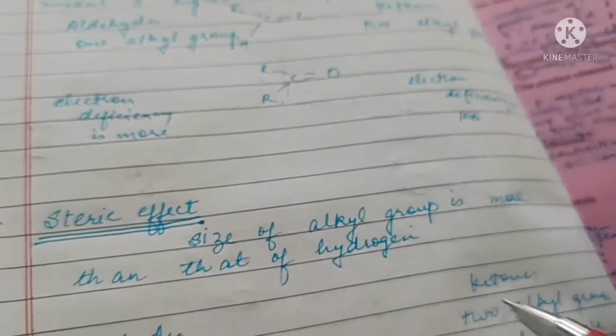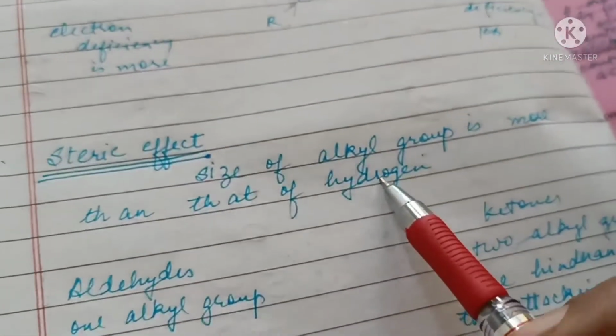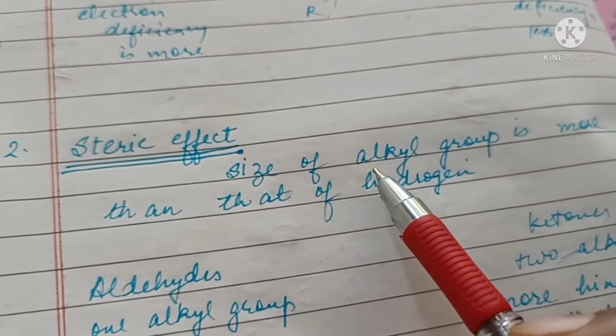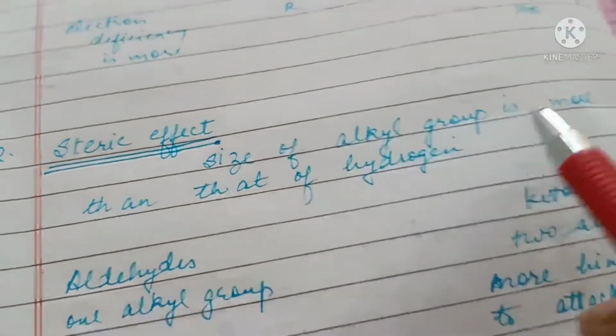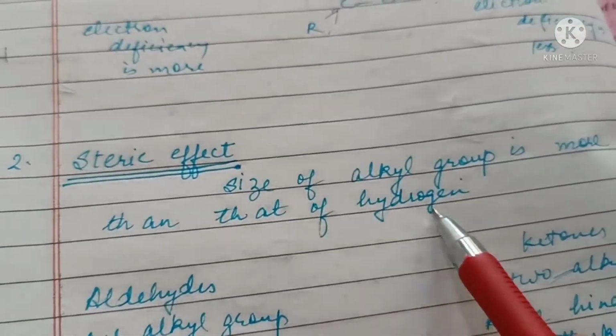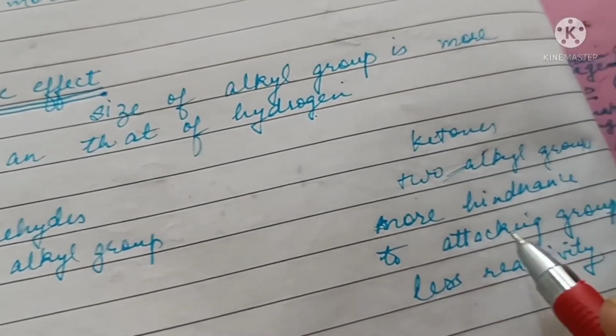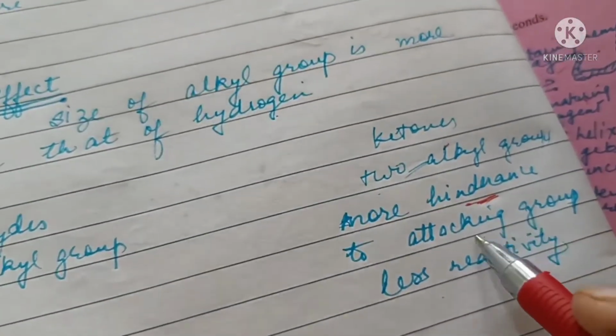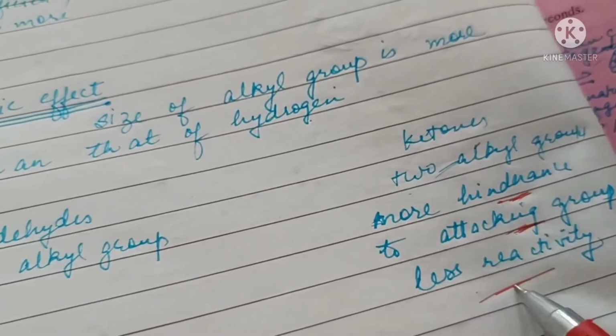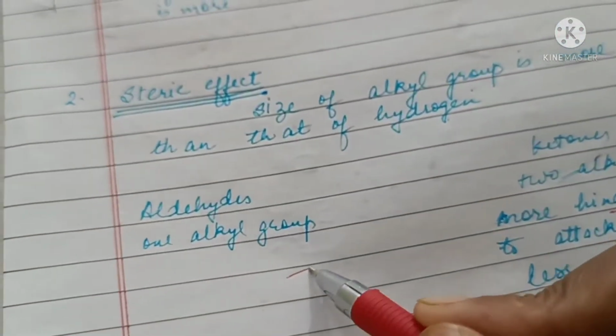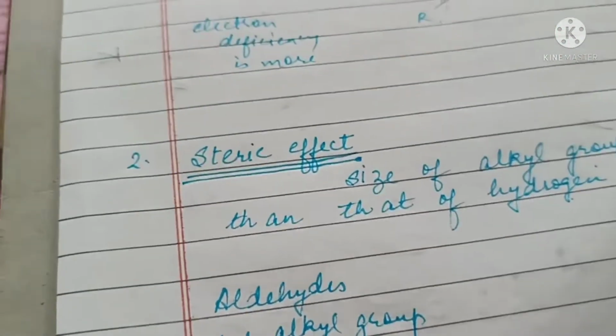Secondly, steric effect also increases the reactivity of aldehydes. The size of alkyl group is more than that of hydrogen. In ketones, there are two alkyl groups, so more hindrance is caused to the attacking reagent, so the reactivity is less, whereas in aldehyde there is only one alkyl group.